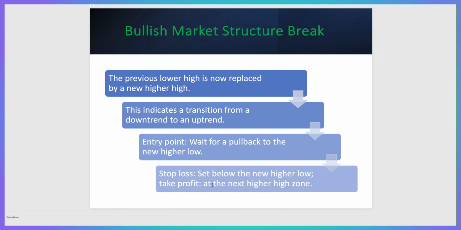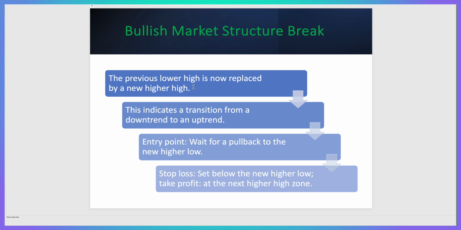So let's talk through this. The previous lower high is now replaced by a new higher high. This means we are moving from negative pressure to positive pressure. If we have positive pressure continuing, our higher high is now going to turn into a higher low. I'll show you what that means in a second. That gives us continuation of market structure.